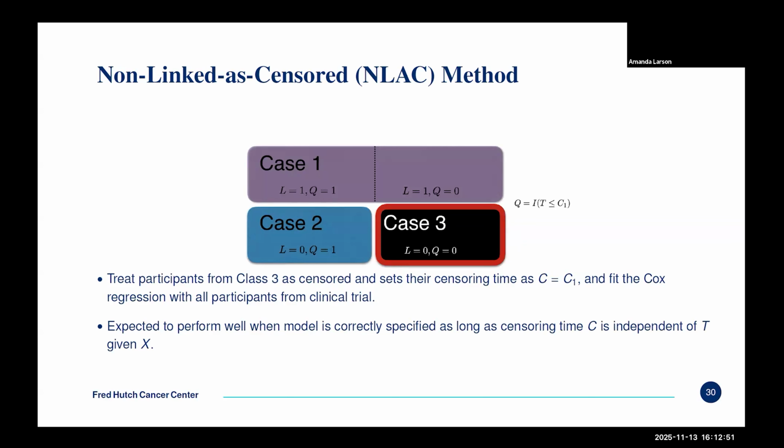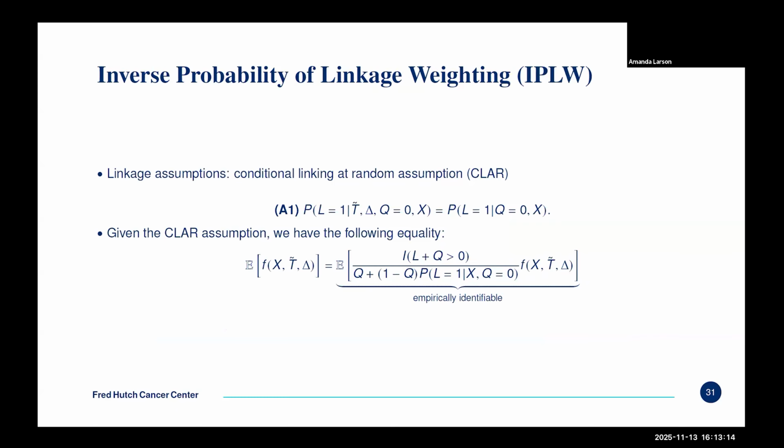And this non-linked-as-censored method is just treating this set of patients as censored and setting their times at when they were censored in the trial, and then fitting the Cox regression. Such a method is expected to perform well when the model is correctly specified, as long as the censoring time is conditionally independent.